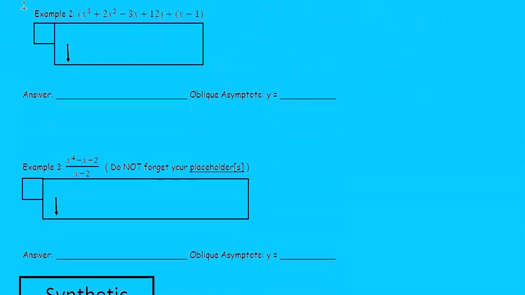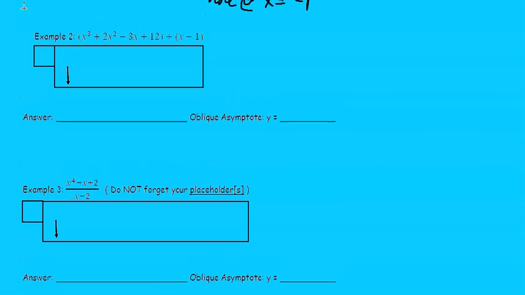Example 2, x cubed plus 2x squared minus 3x plus 12 divided by x minus 1. Well, we're going to set x minus 1 equal to 0, add 1, x equals 1. So that's what goes in the box. We're going to write the coefficients at the top. So there's 1x cubed, 2x squared, negative 3x's, and 12 constants. Bring down the first coefficient. We have 1. 1 times 1 is 1.